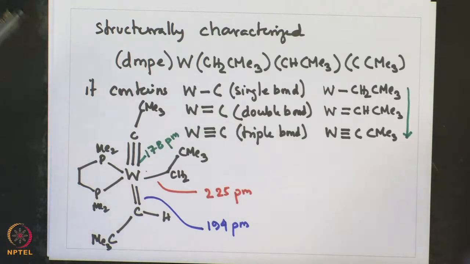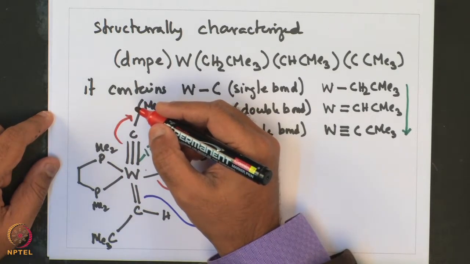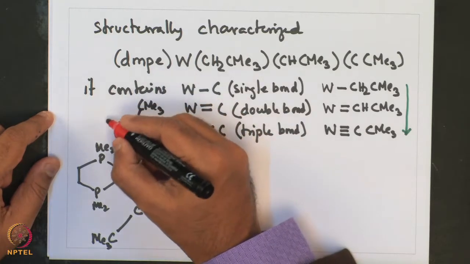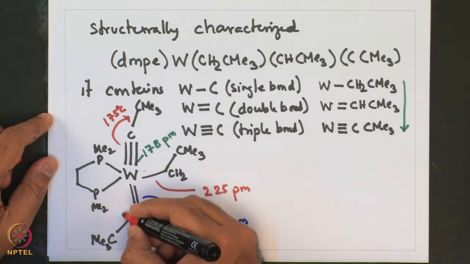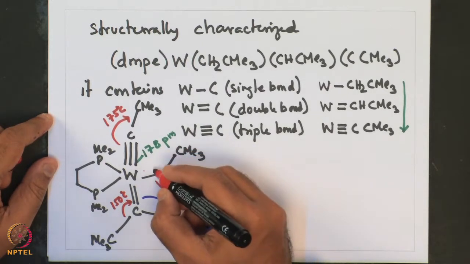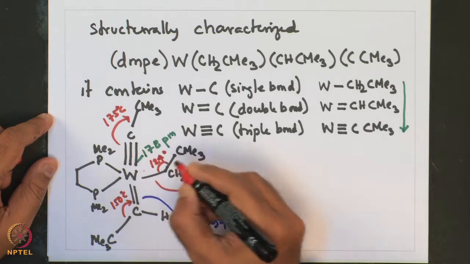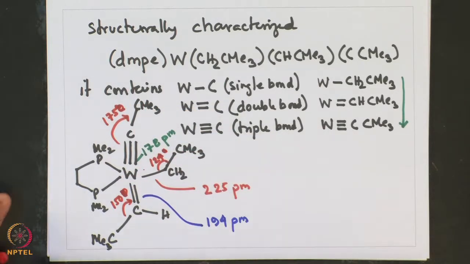And this angle is also not linear. It is slightly deviated from 180 degrees, which is supposed to be the linear angle, and it comes at around 175 degrees. For sp2, which is supposed to be 120, this is about 150 degrees, and for the sp3 one, which is a single bond, that is about 124 degrees. We see three different bond lengths and bond angles for this structurally characterized tungsten complex, which contains the single bond, double bond, and triple bond moieties. This is a very interesting example from that perspective.